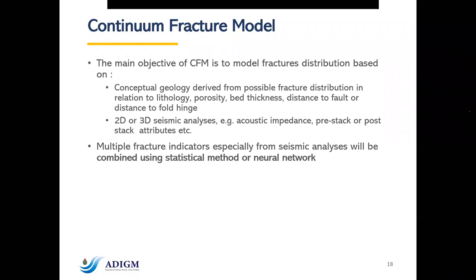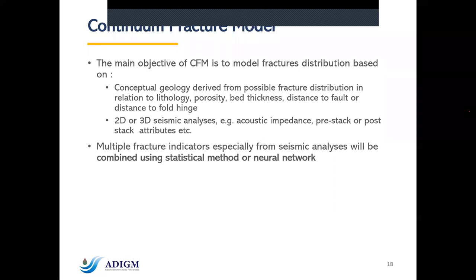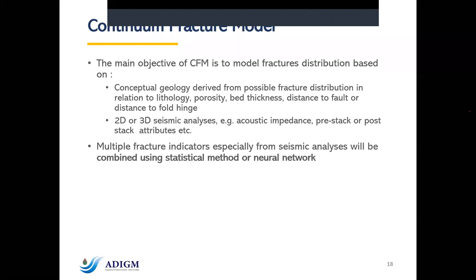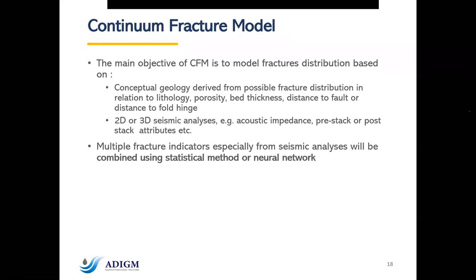And then this fracture intensity model can later be correlated to the fracture porosity or fracture permeability to derive the fracture properties. The main objective of the continuum fracture model is to model the fracture distributions. The idea is still the same as the DFN, for example. It's still derived using conceptual geology. So the CFM is also derived from the possible fracture distributions in the reservoir. What's the relationship of fracture presence with lithology? What's the relationship with porosity, bed thickness, or distance to faulting?